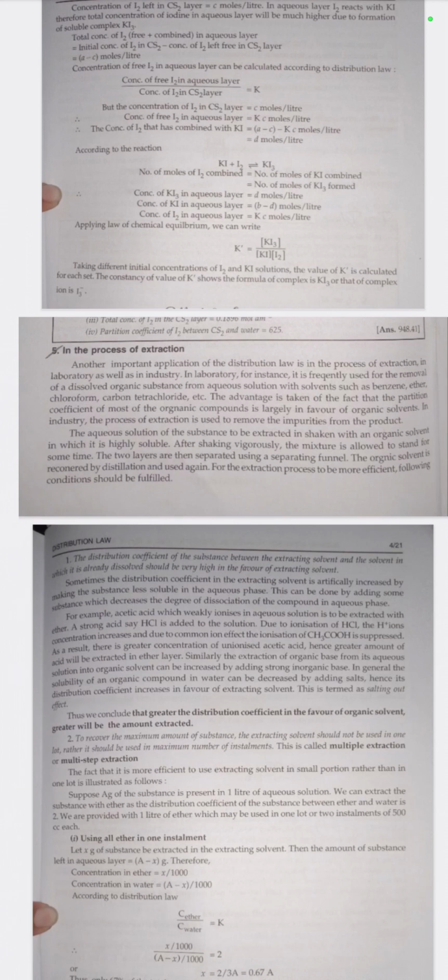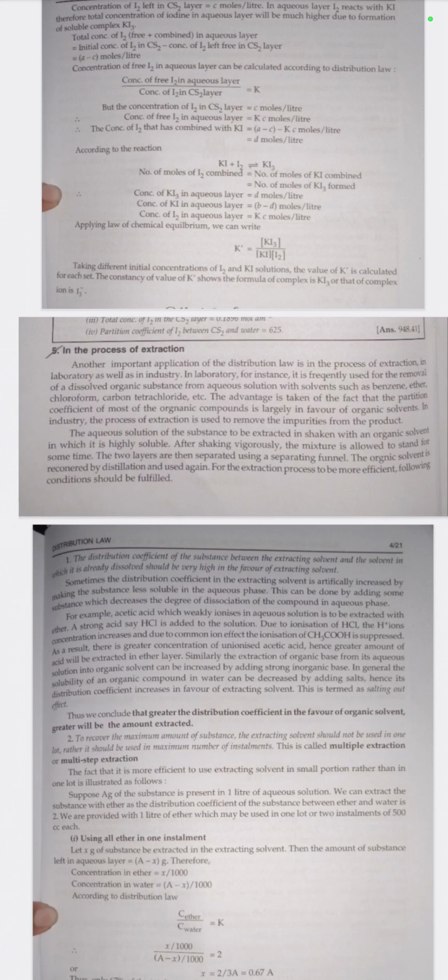The aqueous solution of the substance to be extracted is shaken with an organic solvent in which it is highly soluble. After shaking vigorously, the mixture is allowed to stand for some time. The two layers are then separated using a separating funnel. The organic solvent is recovered by distillation and used again for the extraction process.